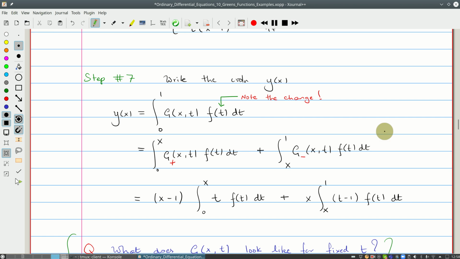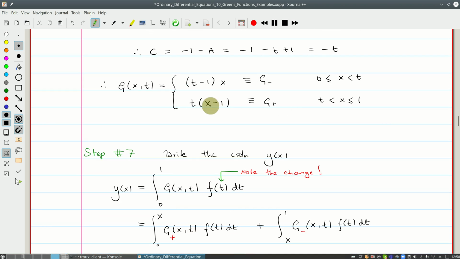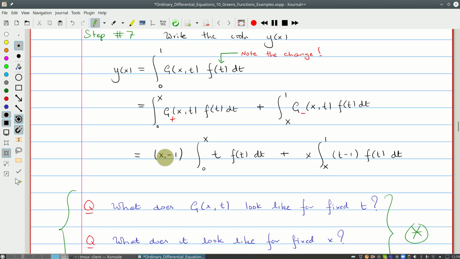Now you put in g plus. What is g plus? It's given by t times x minus 1. The x minus 1 can be pulled out of the integral sign because you're integrating over t and not x, but the t remains there. So we have the integral from 0 to x of t times f of t dt. And likewise for g minus, you pull out an x, and we have the integral from x to 1 of t minus 1 times f of t dt. Now once you tell me what f is, we can put the function f in there and we get the solution out. It's that simple.